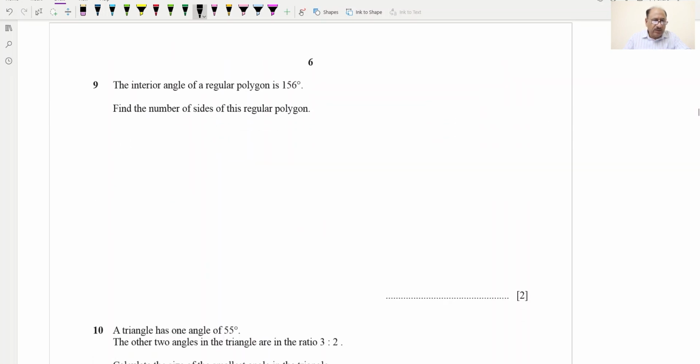Now question number 9, the interior angle of a regular polygon is 156. Find the number of sides of the regular polygon. So we can understand it easily like this one. So the interior angle of a polygon is 156. Say for example this is 156 degrees, so the exterior angle will be how much?